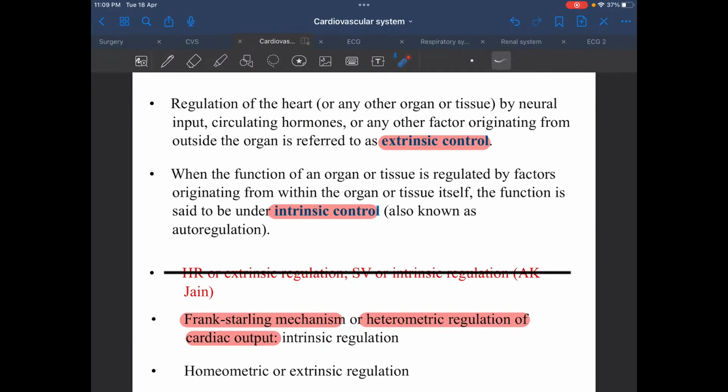अगर regulation of the heart is occurring due to something external, मतलब मान लो could be any hormone, could be any neural control outside the heart, then that is known as extrinsic control. Whenever it is occurring within the organ itself, then I'm going to call it as intrinsic control.